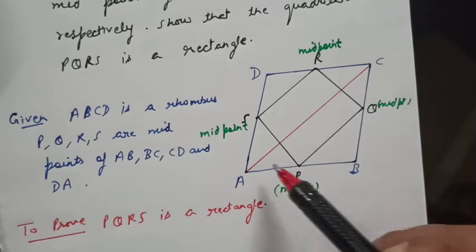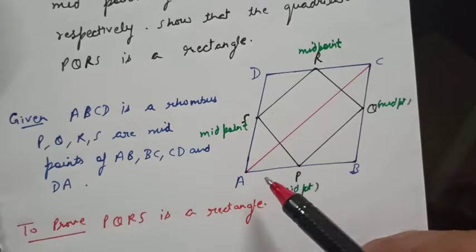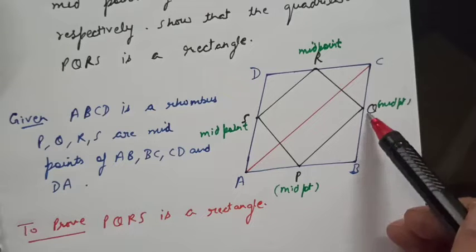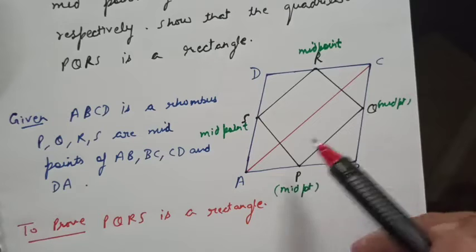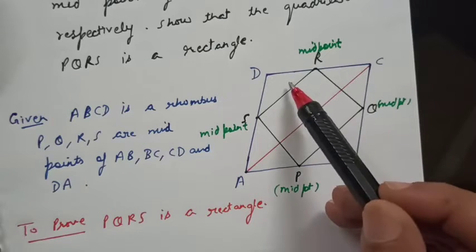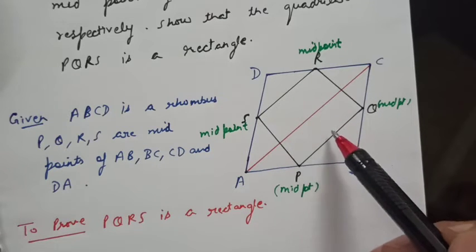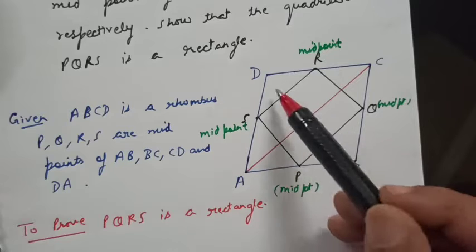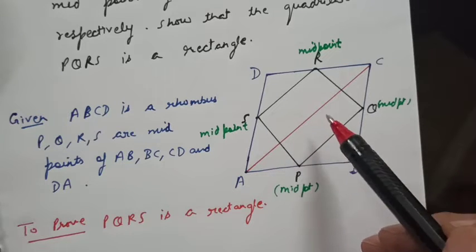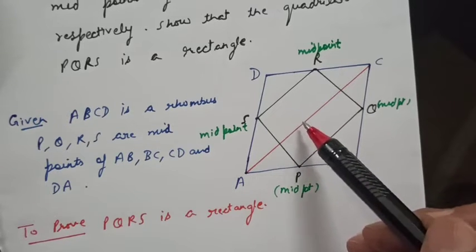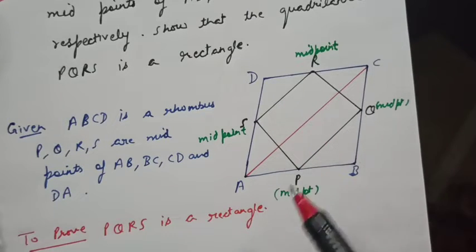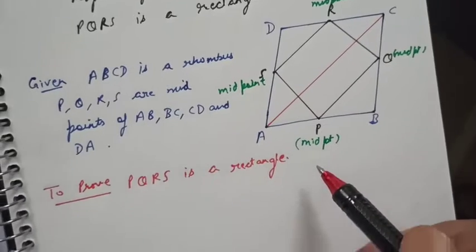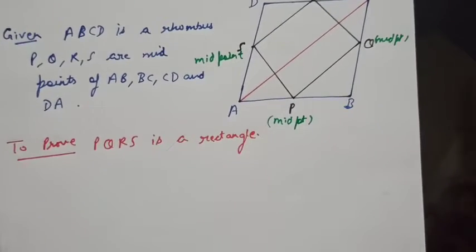Similarly, in this triangle, I'm going to use again midpoint theorem. P is the midpoint of AB, Q is the midpoint of BC. So PQ will be parallel to AC and PQ will be half of AC. Since SR भी also parallel to AC है, PQ भी parallel to AC है, so they will be parallel to each other. SR is also half of AC and PQ is also half of AC. So PQ and SR will be equal to each other since they are both equal to half of AC. So let's see how we're going to write.